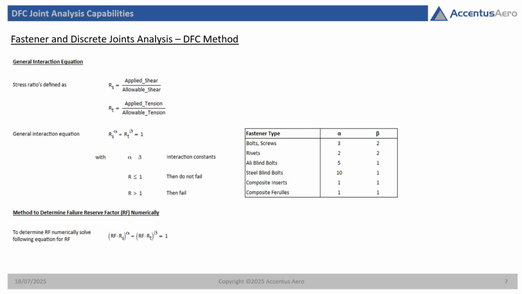Right, so if we look at our fastener RF calculation, this is using a standard interaction equation which uses the stress ratios of the applied shear load and applied tensile loads. That gives us a stress ratio, and then we apply interaction constants to that interaction equation to calculate the RF by solving this equation, as shown here at the bottom. That will give us the RF for the fastener.